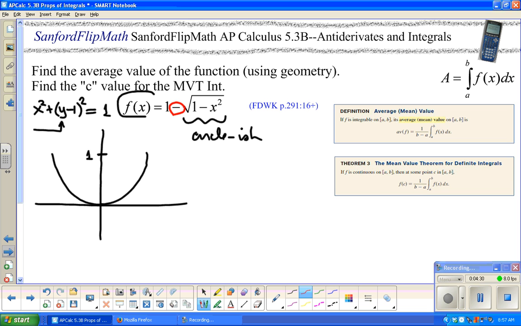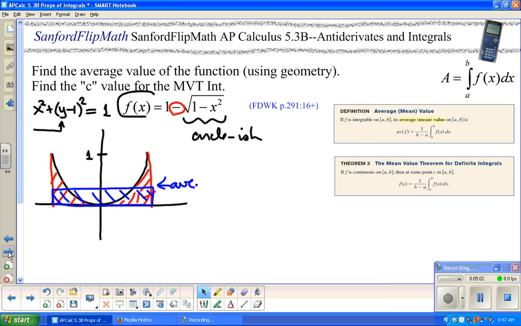It says find the average value of the function. What that means is if I find the area from here to here, the average height would be the height of an equivalent rectangle that gives us the same area as that red area. So the idea is this blue area and that red area are the same area. If it had just been a rectangle, it would have the same area, and the average height is that y value. Again, that's just an illustration, and you might be asked to illustrate it on top of a problem like this.